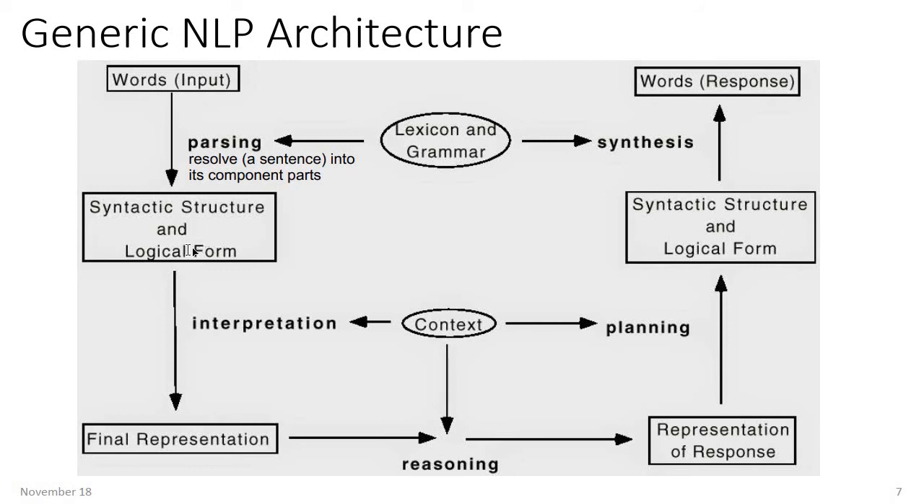And then the second step: once you have the words, having converted the sentences into components, now you have the syntactic structure and logical form. Then you have to interpret that structure and logical form. To interpret, you look at the context. Context means we look at the way it has been spoken. For example, the word bank. It could be a bank where you take or keep money, or it could be a bank of the river.